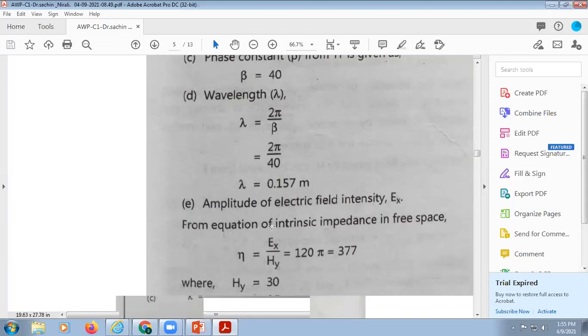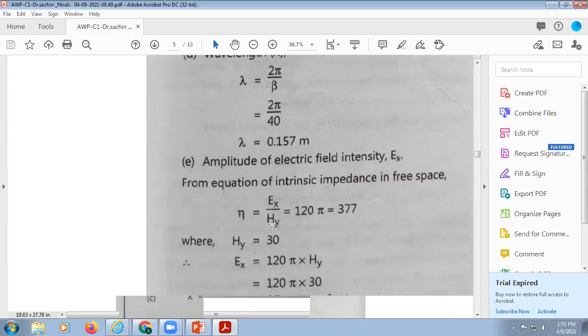Next is nothing but the amplitude of the electric field intensity. So amplitude you can find easily, that is E equals Ex or E0, whatever the equation is. From the equation, the intrinsic impedance can be calculated with the help of the magnetic as well as the electric field, because the intrinsic impedance is the ratio of the electric to the magnetic field. So here eta will be equal to Ex over Hy. Same, the electric field in the X direction, the magnetic field in the Y direction.